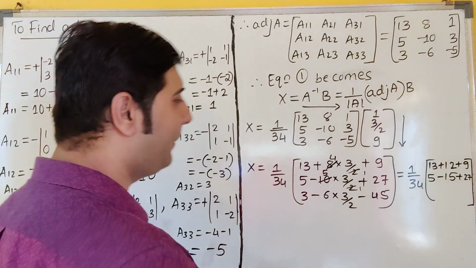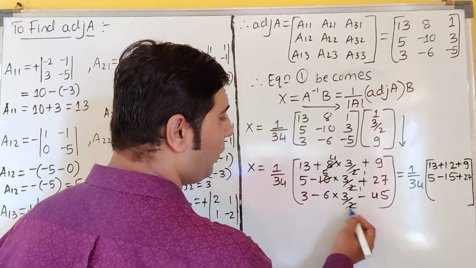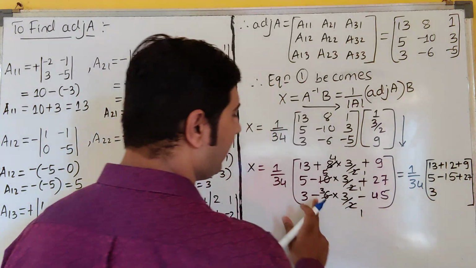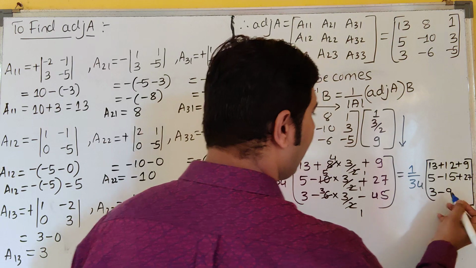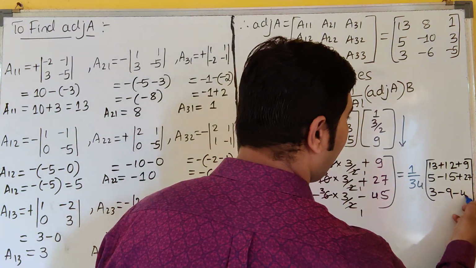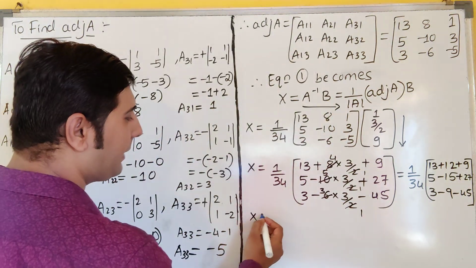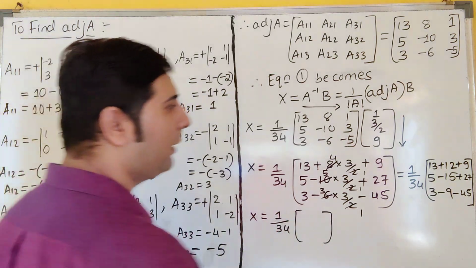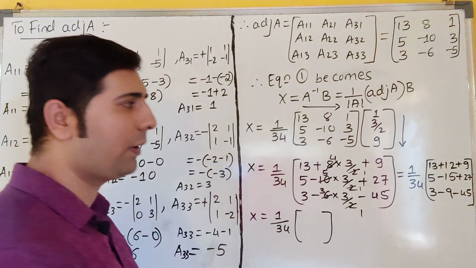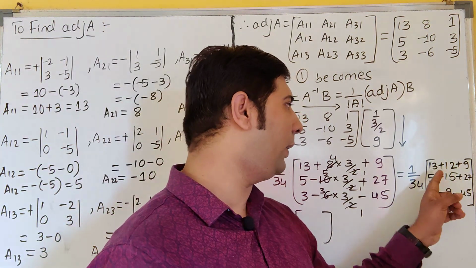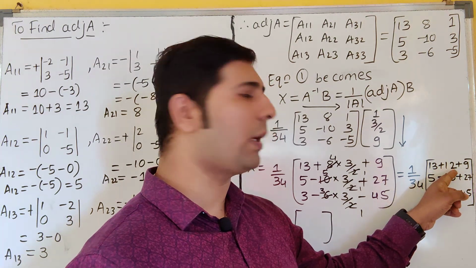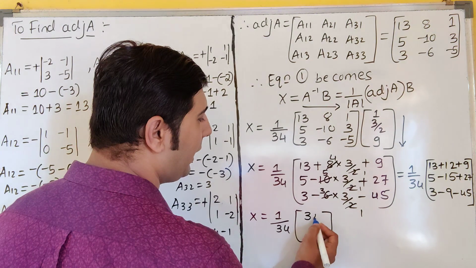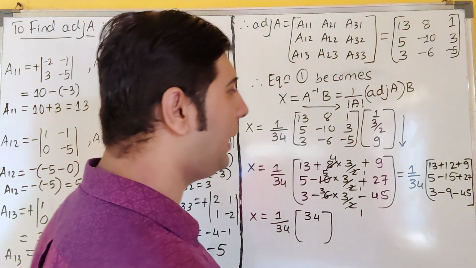Clear? So now see here. Next is what? 2 1 ja 2, 3 ja. So 3 I will write as is, minus 3 into 3 is minus 9, minus 45. How much will we get, you see? X is equal to 1 by 34, and this one you see, 13 plus 12 is how much? 13 plus 12 is 25. 25 plus 9 is how much? 34, dear students. 34. Will you agree?